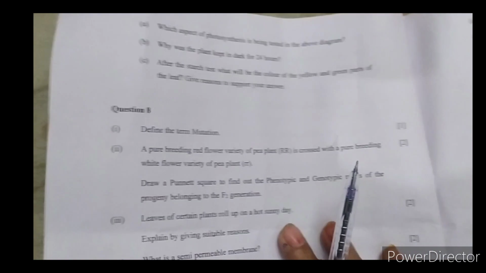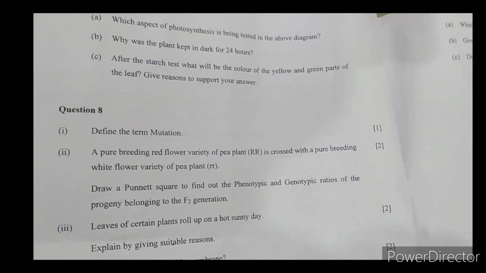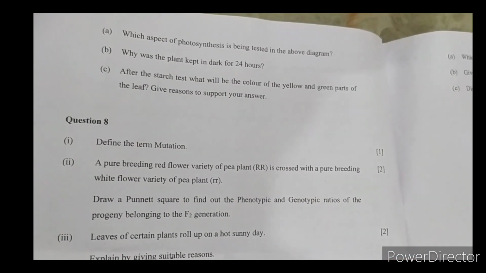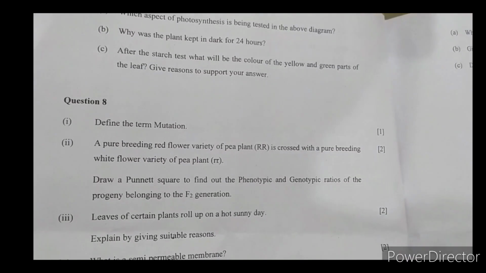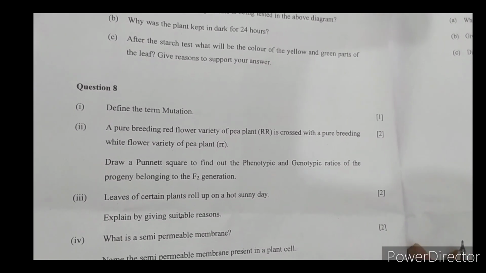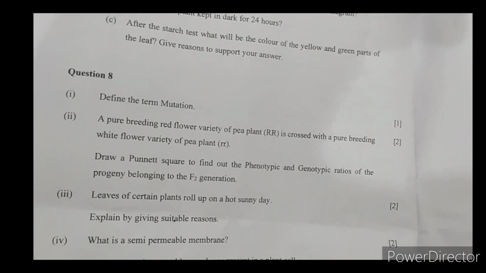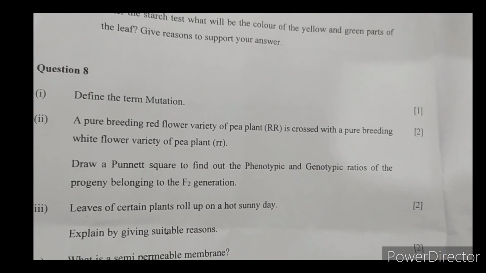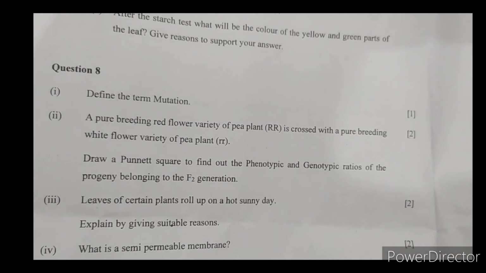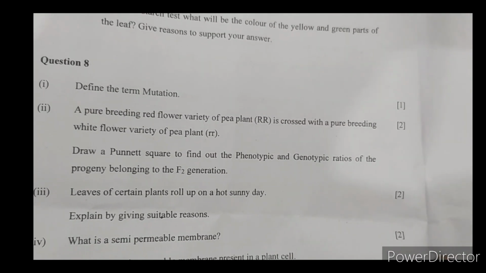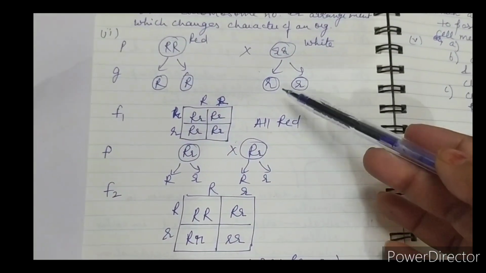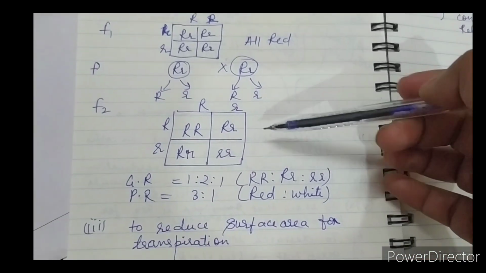Next we come to question number 8. Define the term mutation. Mutation is the sudden change in the chromosome number or genes or in the arrangement of chromosomes which overall affects the phenotype of an organism. Next, this is a monohybrid cross, second part, in which you have to make a cross between red and white flowers, as I have told you in my earlier video also. This is how you have to make the cross, showing F1 and F2 generations.